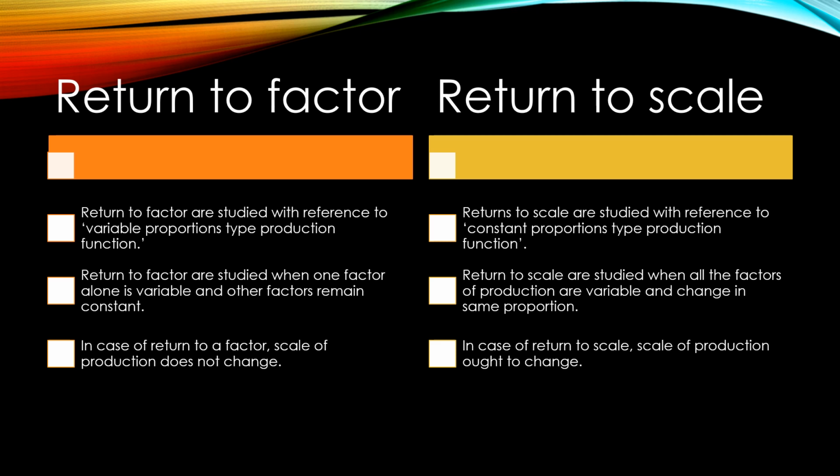Next, this is the second difference. Return to a factor is studied when one factor alone is variable and other factors remain constant. When two factors are there, labor and capital, one is variable and one is constant. This is the case of return to a factor. And return to a scale is what? It studies where all the factors of production are variable and change in the same proportion. In this case, all the factors are variable and all the factors change in the same proportion.